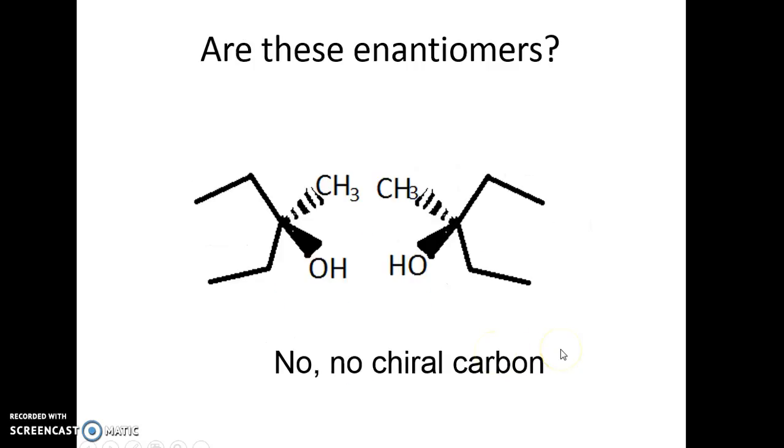Are these enantiomers? No, there's no chiral carbon. If you look right here, you can see there are not 4 different groups. There's only 3 different groups. And even though this is a mirror image, it's not an enantiomer because this is the same as this. And if I flip this around this way, you would find you can fit them inside each other. So they're superimposable and not chiral.